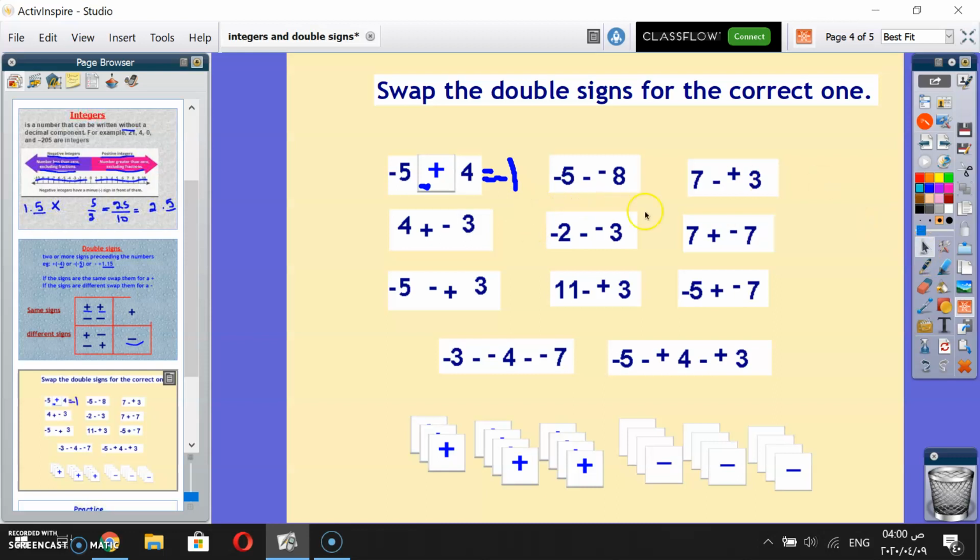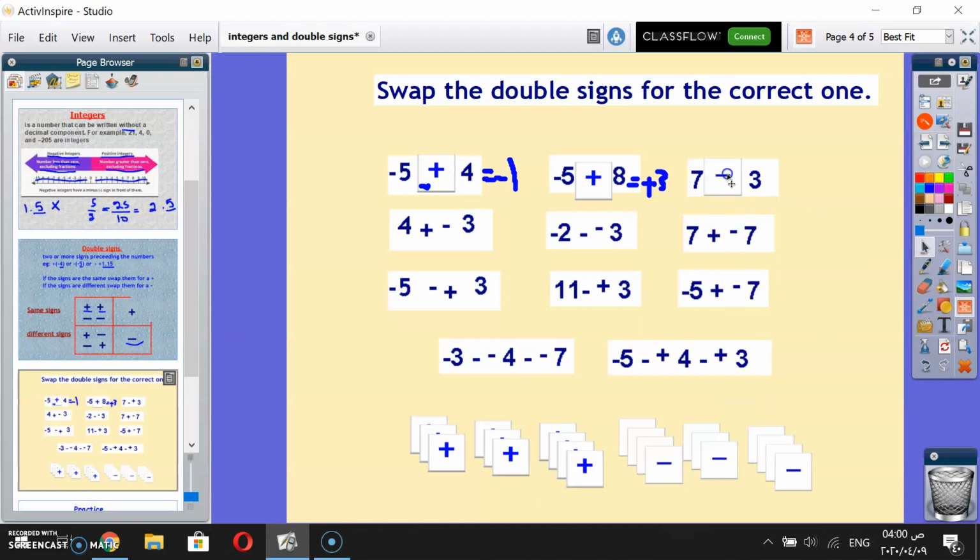Okay. Here it's the same, I have two negative signs before 8, so I will replace them by a positive sign also, because they are the same signs. So minus 5 plus 8 is equal to plus 3. Here we have a negative and a positive sign, so different signs. When we have two different signs, look at the rule, we replace them by a negative sign.